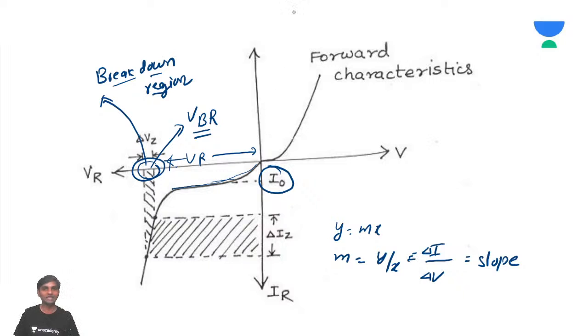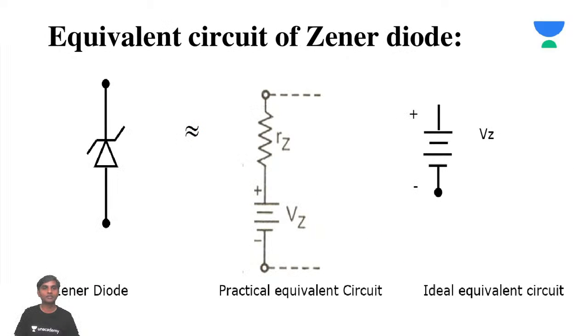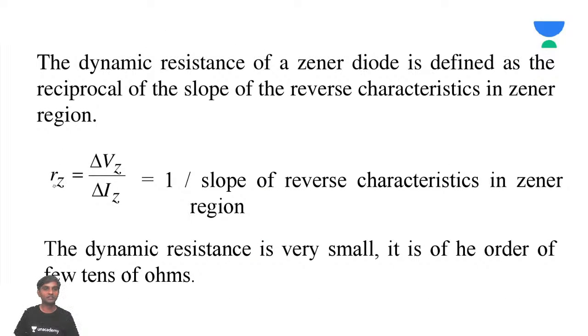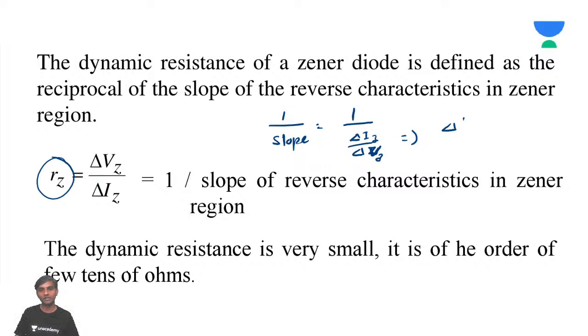But if you want to calculate the dynamic resistance, it is 1 by slope. The slope was delta Iz by delta Vz, so the dynamic resistance is going to be delta Vz by delta Iz.